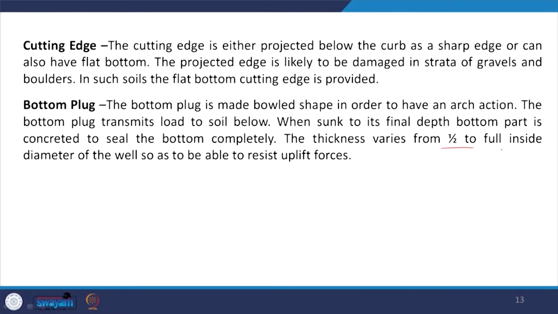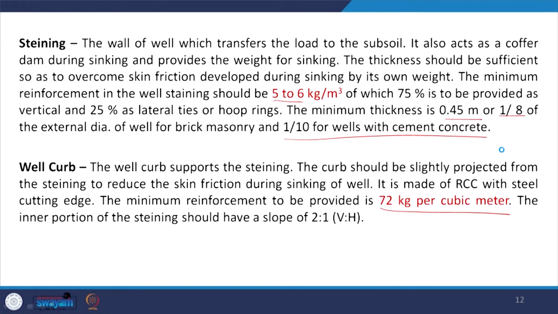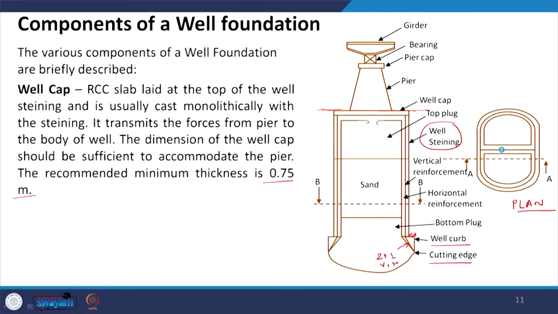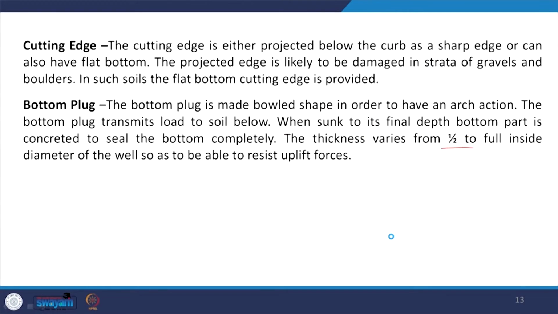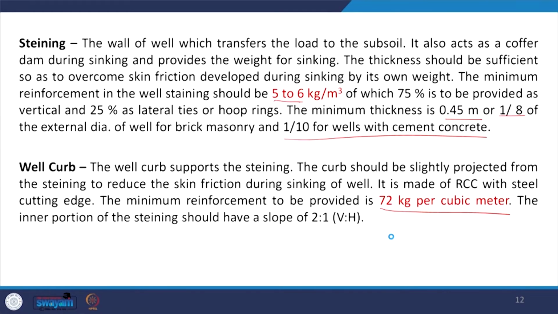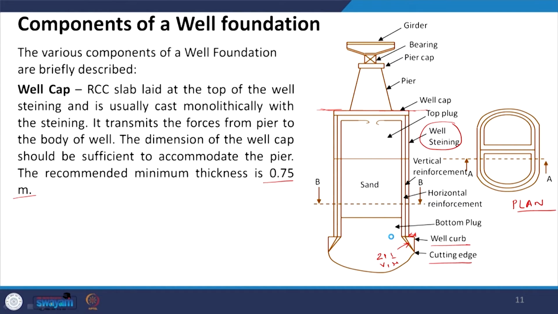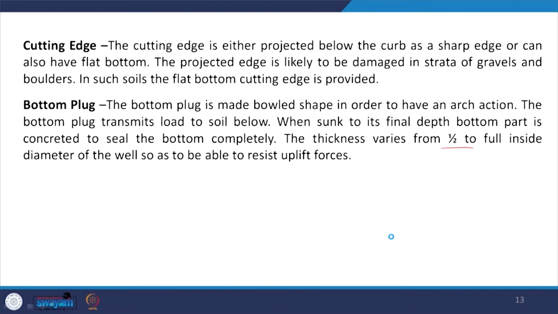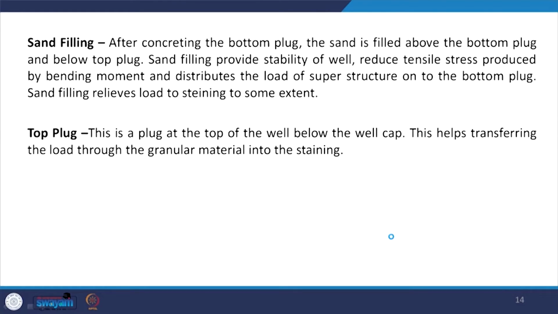Now, the issue is this: what should be the thickness of the bottom plug? So, you have this bottom plug, and the bottom plug should be thick. How thick should it be? It could be half to full inside diameter. So, whatever inside diameter of the well you have, at least half of that diameter, that is the radius of the well, or more than that should be there, so it is able to resist the uplift forces. Then sand filling. After concreting the bottom plug, the sand is filled above the bottom plug and below the top plug.